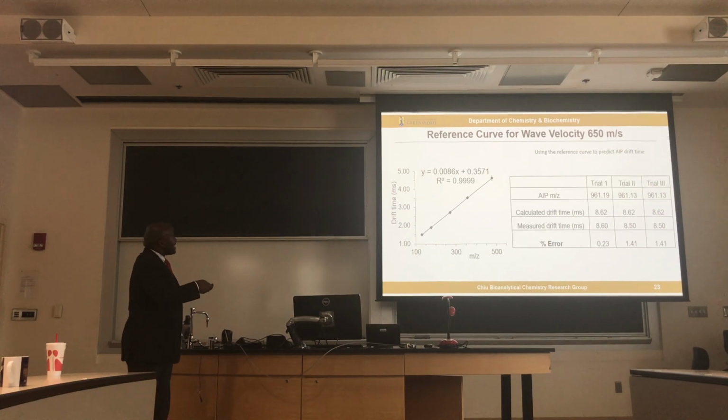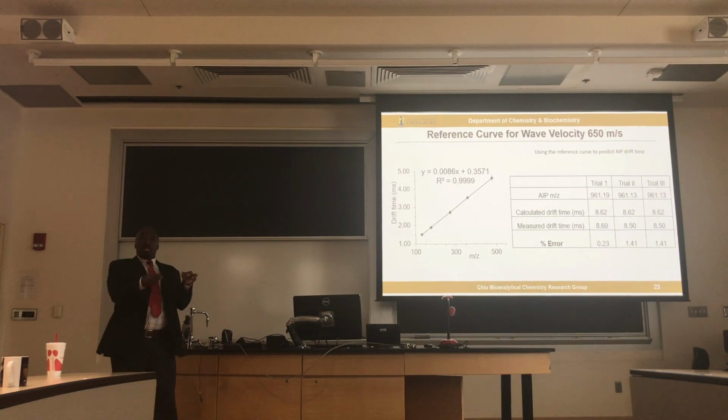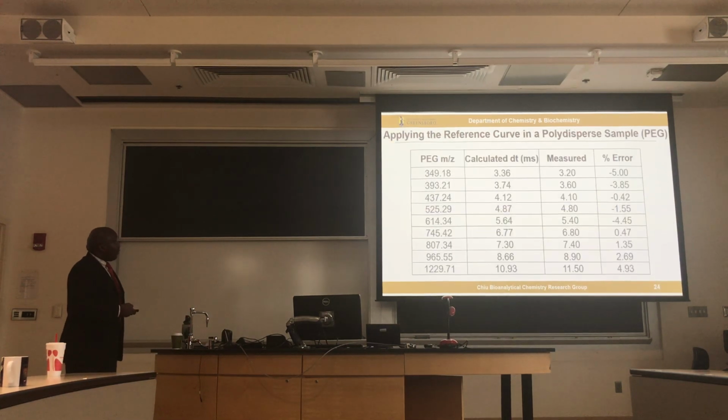So what you're seeing here is the curve, and then what you're seeing here is the calculated drift time using the equation, and then the measured drift time. So you go to the experiment and you generate your data, and then you compare the two. And as you can see, the percentage error is actually very low.